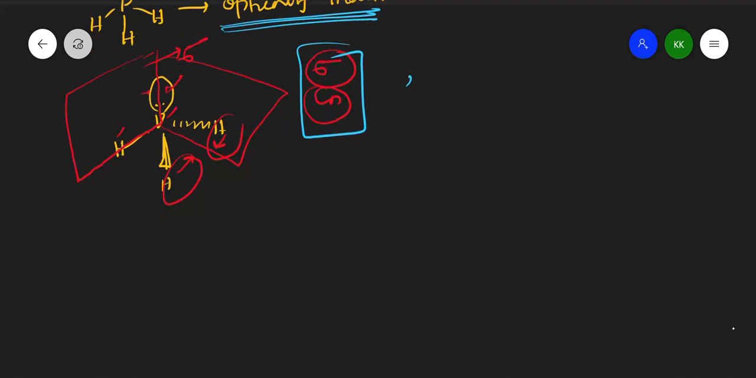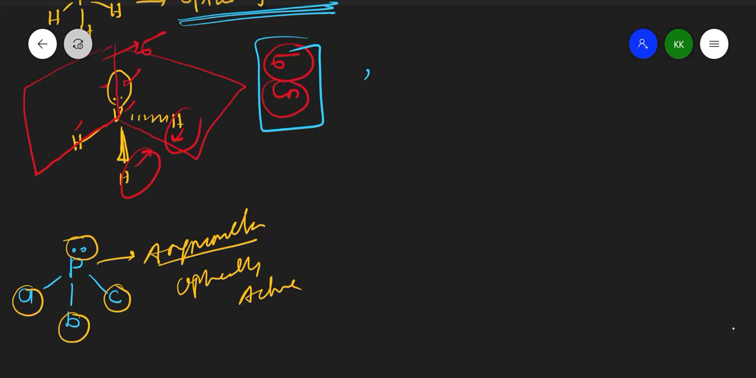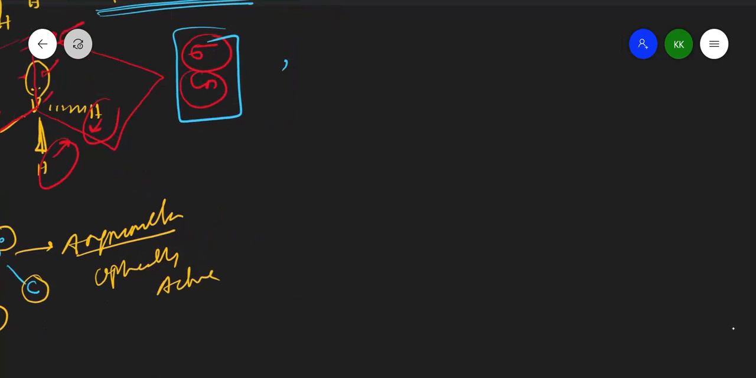They expected that since it has a lone pair, if I attach different groups A, B and C, then A is different, B is different, C is different, and along with the lone pair, since all of these are different, this phosphorus will become chiral or asymmetric. Once the phosphorus is asymmetric, it will be optically active. They expected this, so they went in search of such a compound, and they came up with this compound.